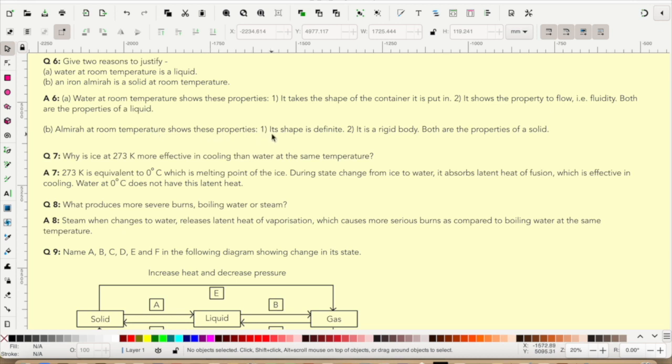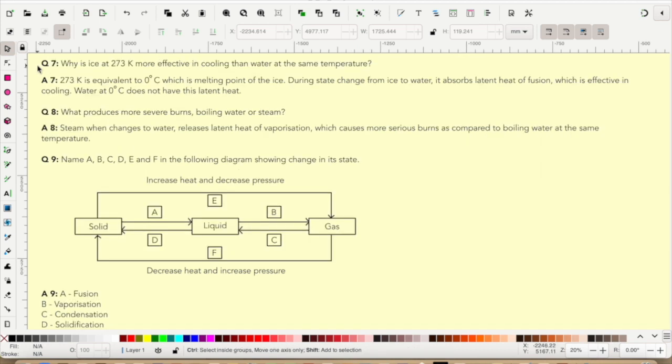First, its shape is definite. Second, it is a rigid body. Both are the properties of a solid.